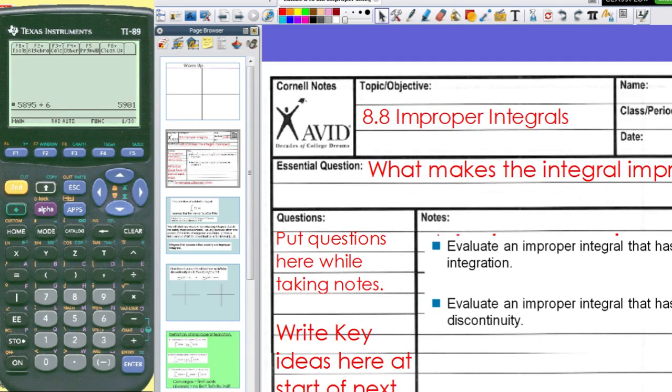which is going to be negative e to the negative b minus negative e to the negative 0, which is negative e to the negative b plus 1. As b approaches infinity, you're going to get e to the negative infinity power plus 1. Negative infinity, this basically is just going to go to 0 plus 1, so your answer is 1.